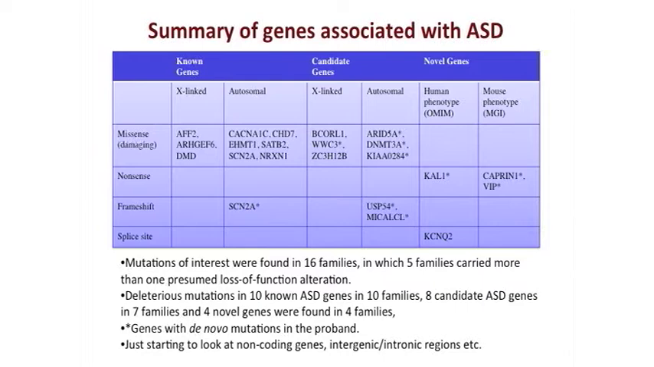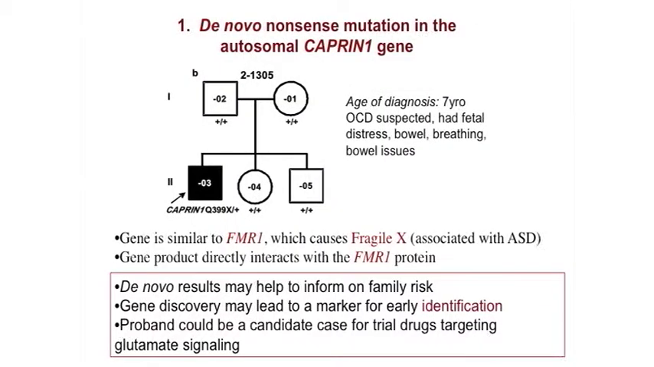So mutations of interest were found in 16 families, in which 5 carried more than one presumed loss of function alteration: deleterious mutations in 10 known ASD genes in 10 families, 8 candidate ASD genes in 7 families, and 4 novel genes in 4 families. Highlighted with an asterisk are the genes with de novo mutations in the proband. As I said, we're just starting now to look at the non-coding, intergenic, and other variants, so the yield will get higher. So here are the 4 examples I wanted to highlight because I thought some of these genes might be interesting to some of you in the audience.